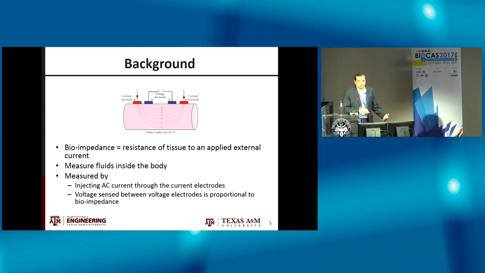So a brief background about bioimpedance. If we have this segment of tissue, we can measure bioimpedance by applying external current through these two electrodes using an AC current signal. The current will flow inside the body, and then we can use these two electrodes for sensing voltages, which is proportional to the bioimpedance. We actually use this 4-electrode technique to avoid the high impedance between the electrode and the skin. So basically, bioimpedance measures the fluids inside our body.